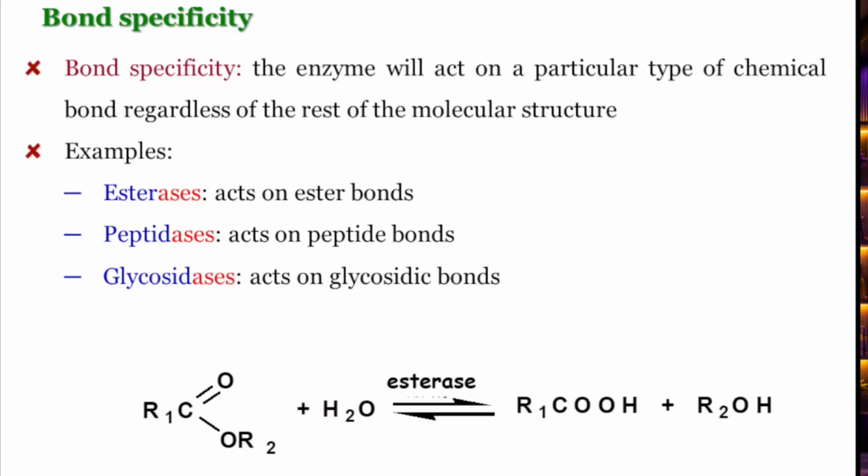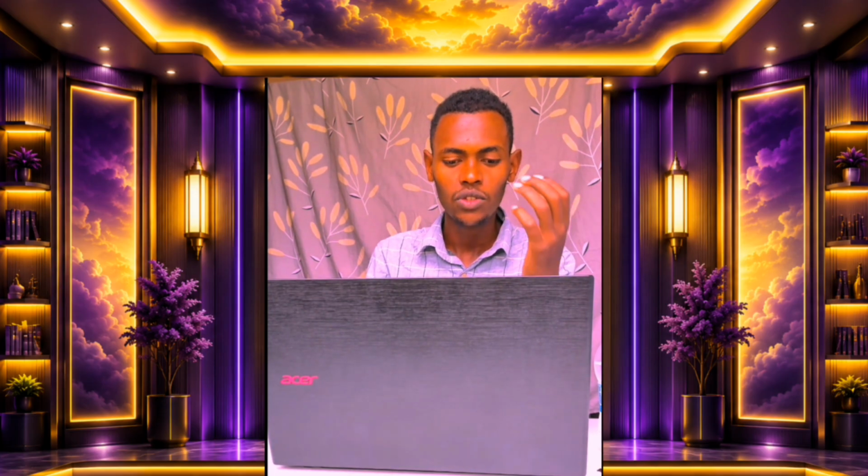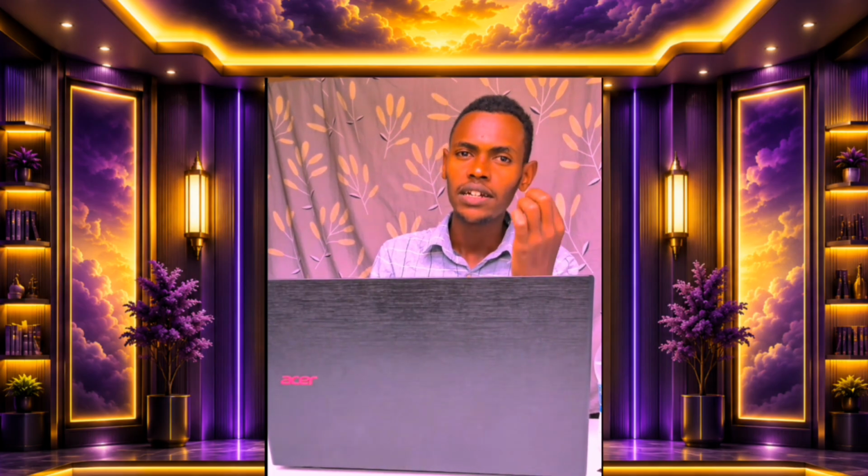Bond specificity. The active site of the enzyme also has specificity for the bond. For example, some enzymes act on the peptide bond, which are called peptidases. Some enzymes act on the ester bond, those are called esterases. Some enzymes act on the glycosidic bond, which are called glycosidases. So what we learn from this is that the enzyme has specificity for the bond. Each bond has its own enzyme in the chemical reactions which occur in living systems or within the cell.